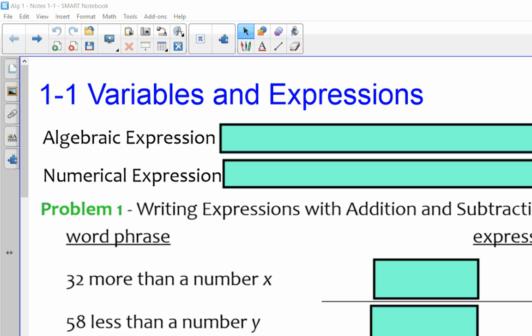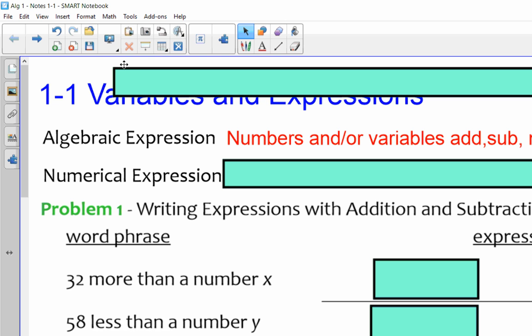So, don't try to stay with me too much if I'm going too fast, and just hit pause, finish up your notes, hit that play, and get back to where I'm at. Okay, so an algebraic expression is numbers and or variables that add, subtract, multiply, or are divided.